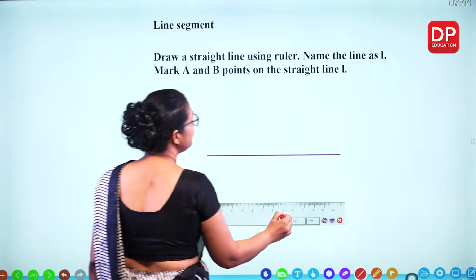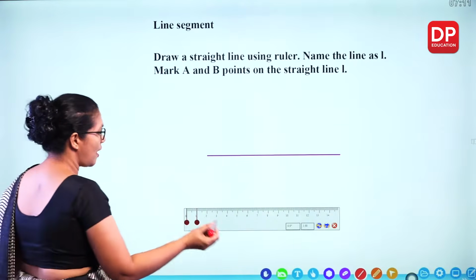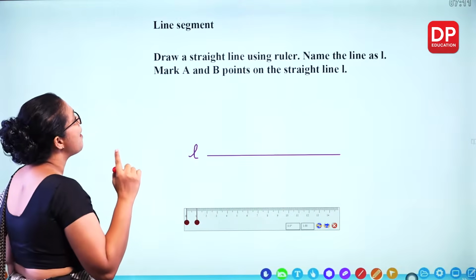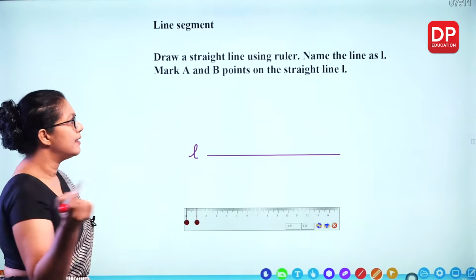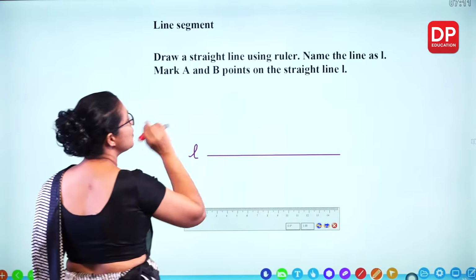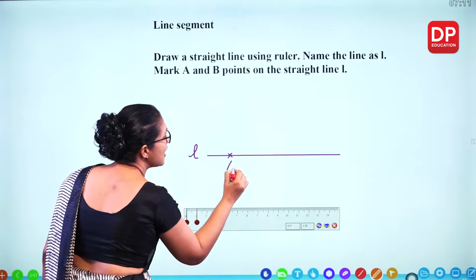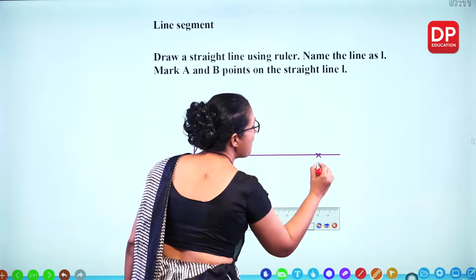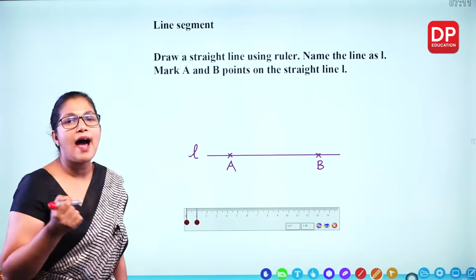Then name the line as L. This line is L. Mark A and B points on the straight line L. Here we don't have any specific distance, so you can mark one point as A and the other point as B. So AB is a line segment.